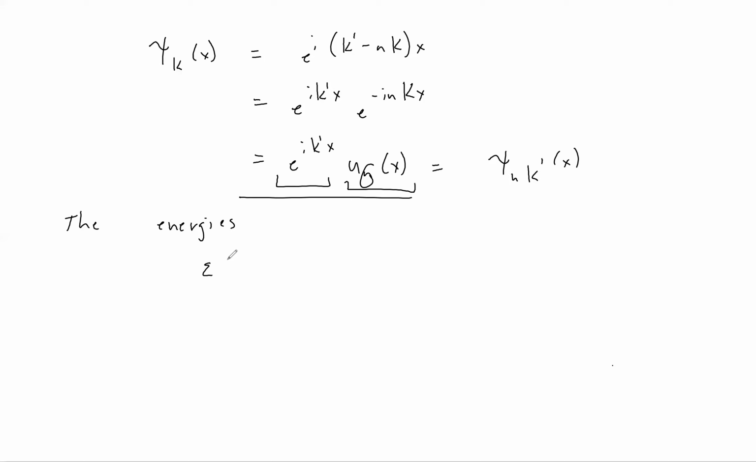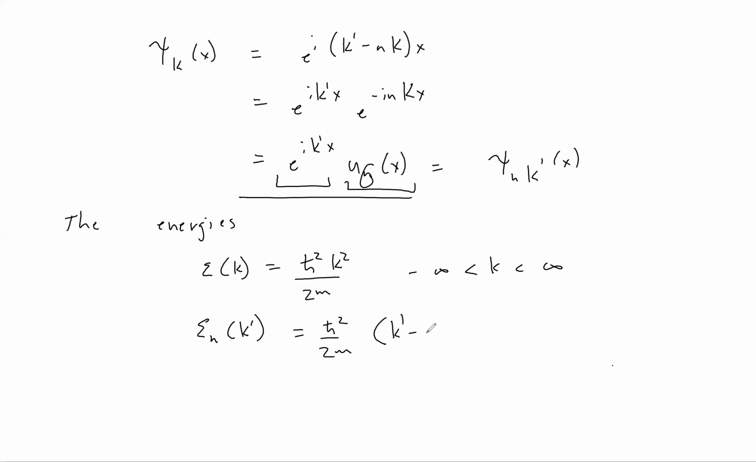So E of k is h bar squared k squared over 2m. That's the bare energy, where here k can range over the entire reciprocal lattice. But I can also write down E_n of k' as h bar squared over 2m times (k' minus n times big K) squared, where now k' is restricted to lie in the first Brillouin zone.